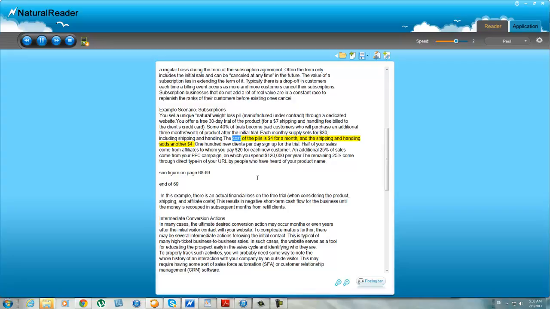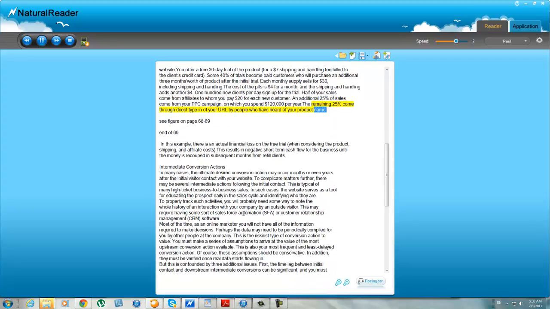The cost of the pills is $4 for a month, and the shipping and handling adds another $4. 100 new clients per day sign up for the trial. Half of your sales come from affiliates to whom you pay $20 for each new customer. An additional 25% of sales come from your PPC campaign, on which you spend $120,000 per year. The remaining 25% come through direct typing of your URL by people who have heard of your product name. See figure on page 68 to 69.